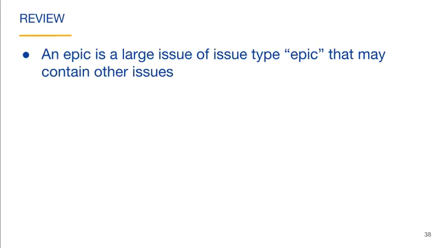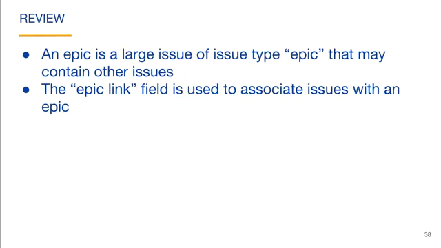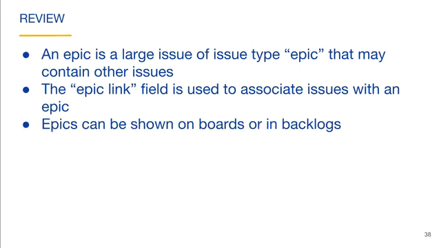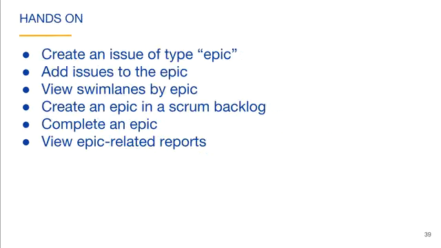Here is a review of what we discussed in this video. An epic is a large issue of issue type epic that may contain other issues. The epic link field is used to associate issues with an epic. Epics can be shown on boards or in backlogs. Now it's time for you to work on some of the things that we discussed in this video. Separate hands-on instructions are provided for you.